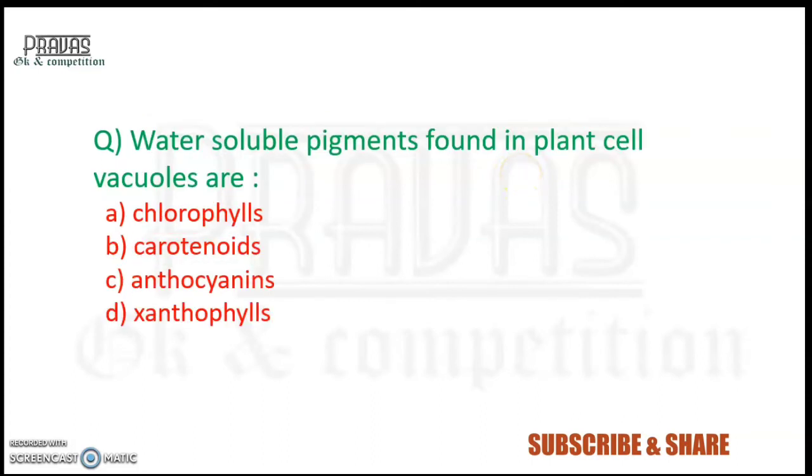Water soluble pigments found in plant cells vacuoles are. Options are chlorophyll, carotenoids, anthocyanin, xanthophylls, and the answer is anthocyanins. Remember, anthocyanins are the water soluble pigment found in the plant cell vacuoles.